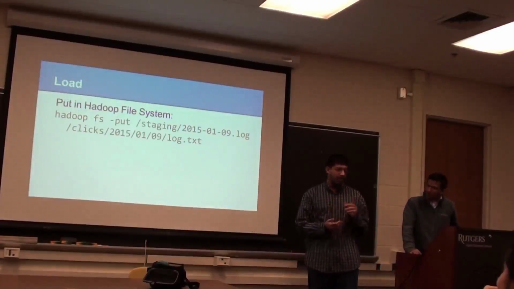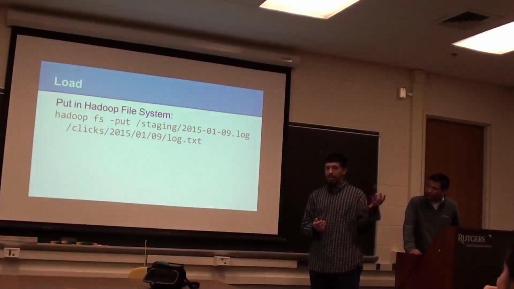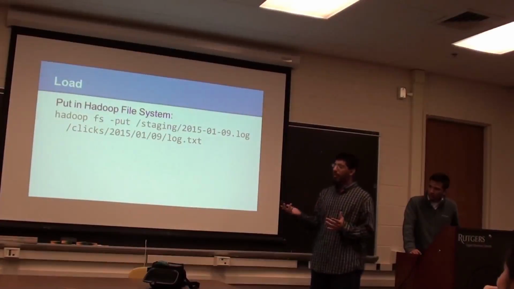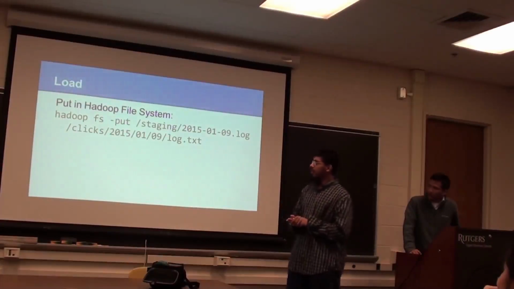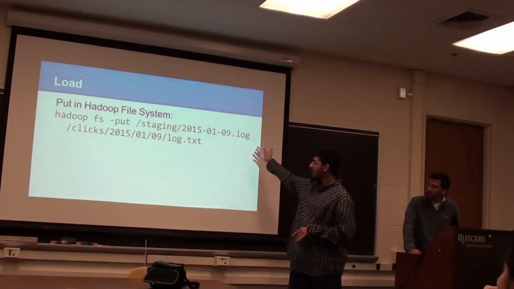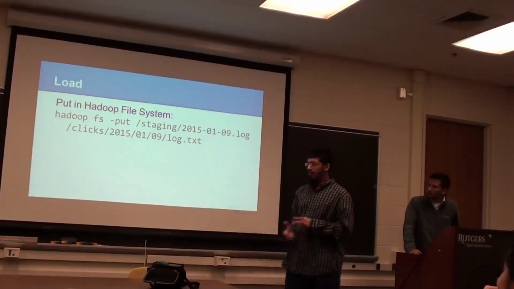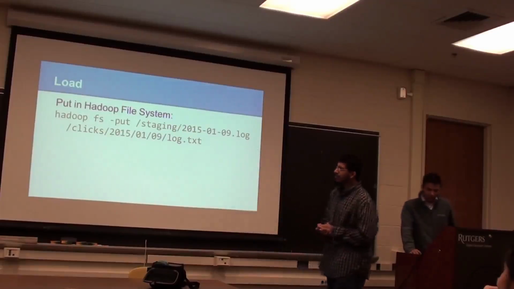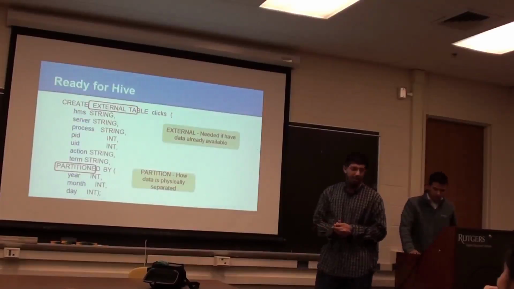That's the first step: extract the data from the file system and transform it in a way that Hive can read. Then we load this data. This is a command which just puts the data we just created into the Hadoop file system, which Hive uses. Anyone have any questions until now?